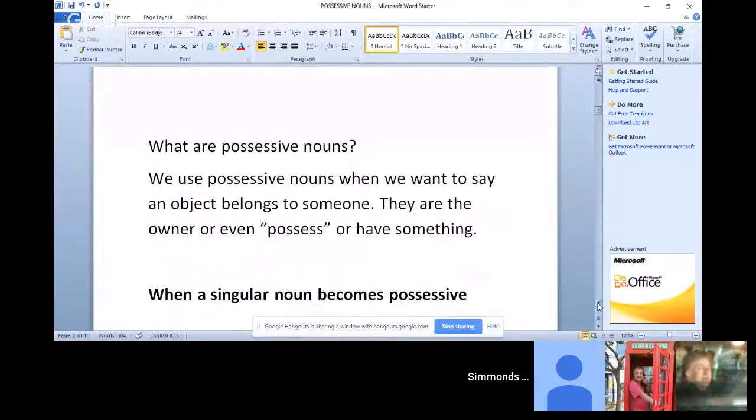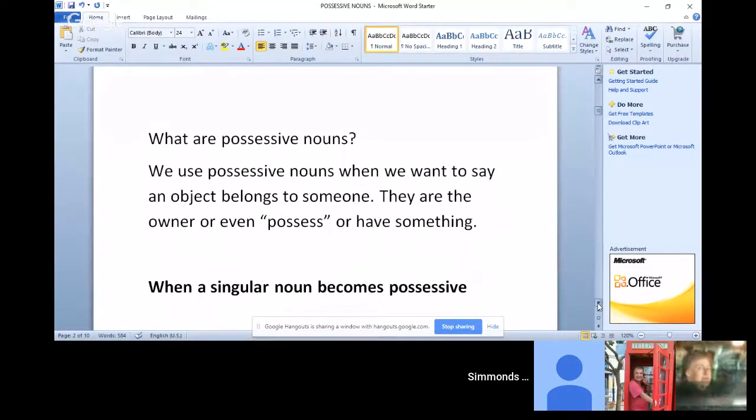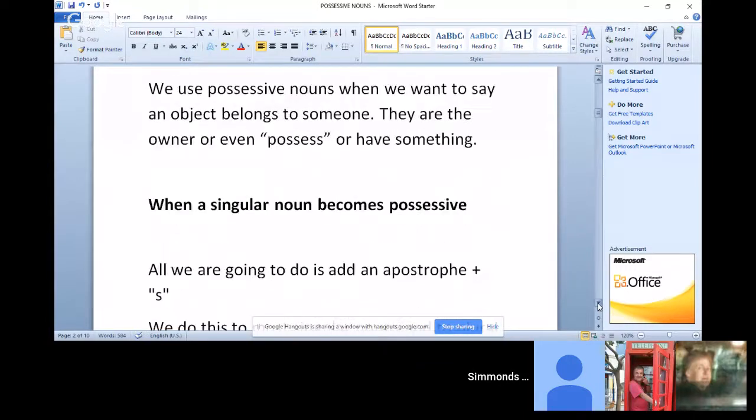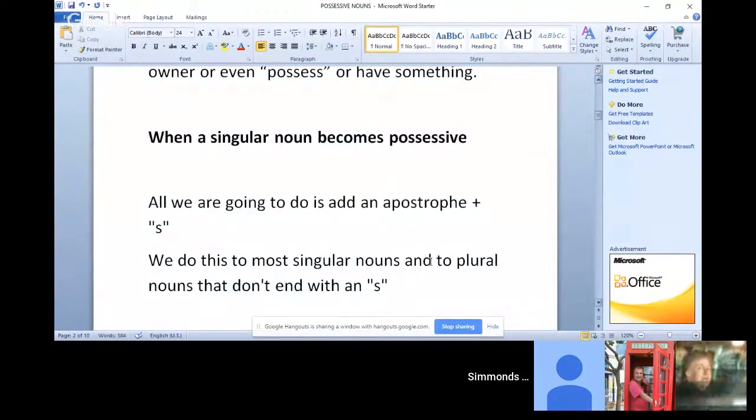So now we have to talk about the rules, because you think, oh, well, it's just the apostrophe S, because it's Becky's computer, for example. But some things can become more complicated. So when a singular noun becomes possessive, singular noun, regular normal noun, not plural, all we're going to do is add an apostrophe and an S, okay? We do this to most singular nouns and to plural nouns that don't end with an S. So this is where things get a little bit complicated. It's those rules, okay?